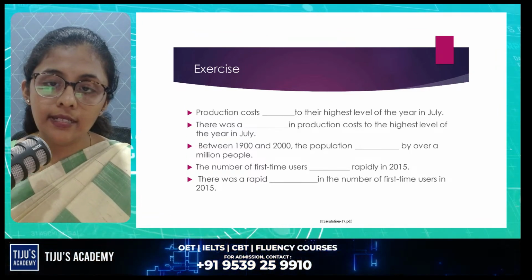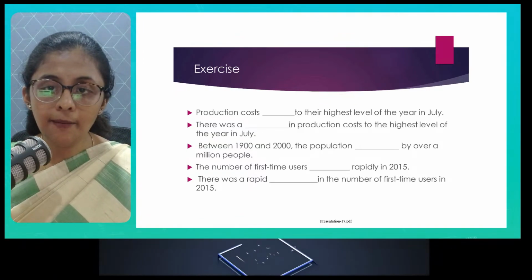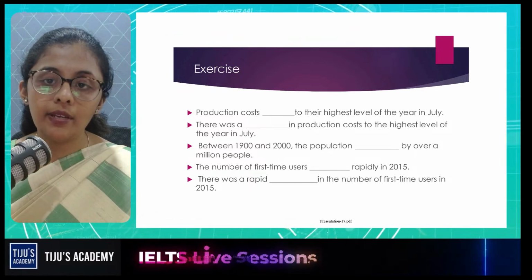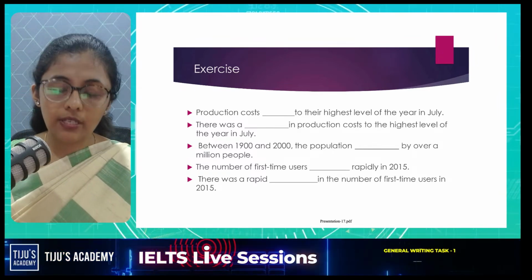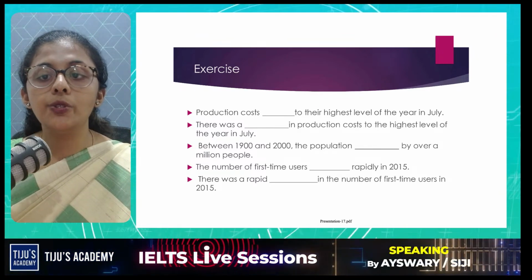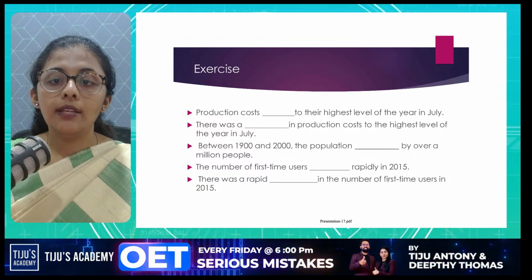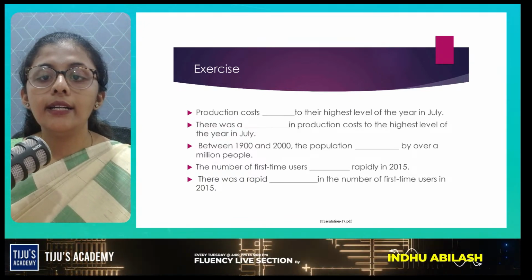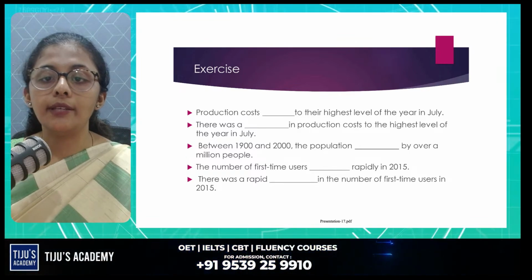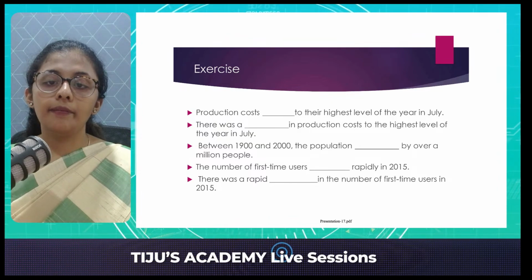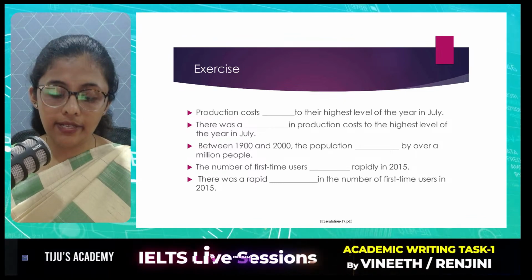So what would be the word that we can use here? Production costs went up. Good. Production costs went up to their highest level of the year in July. You can also use production costs rose to their highest level. Next question. There was a dash in production costs to their highest level of the year in July. There was a dash.